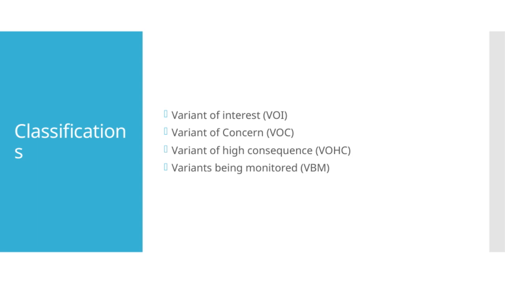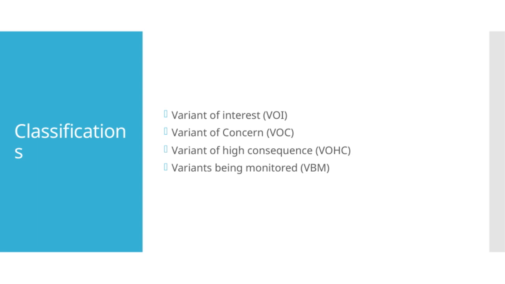Lastly, there are the variants being monitored, or VBM. These are variants that health agencies keep an eye on to see if they develop into something more concerning over time. All these classifications help us understand and respond appropriately to the evolving virus. They guide our public health strategies and underscore the importance of continuous surveillance.